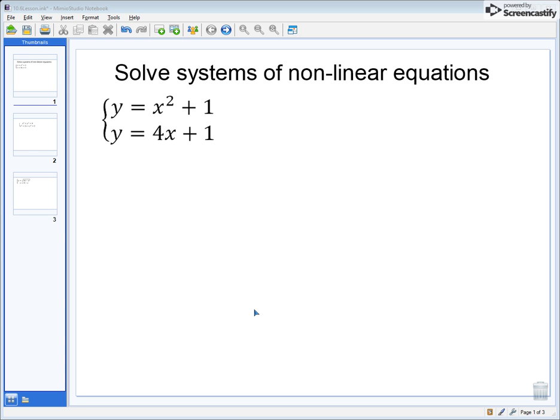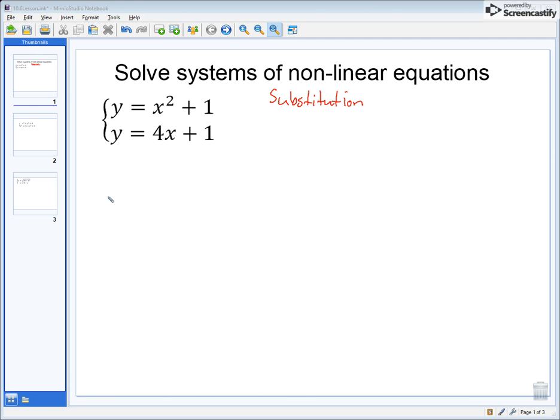Today we're going to be solving systems of nonlinear equations. And to do that, we're going to use the substitution method. Substitution method means that we need to have both equations set to the same variable, and then we can plug one variable into the other equation.